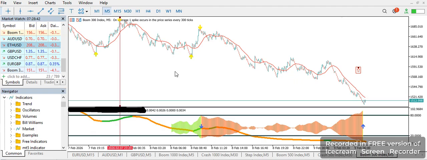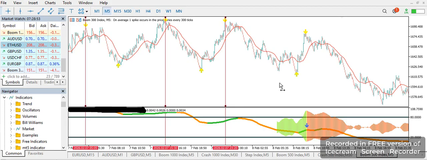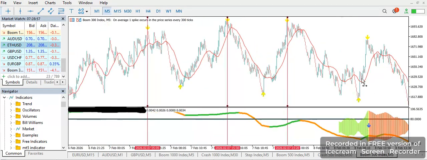So guys, inside this video I want to explain how to use this indicator on Boom 311 and what has happened in our trade on Boom 311 so far since yesterday. So I want to make a video on it since yesterday up to today. So let's see how it goes. As you can see, this is the moving chart.